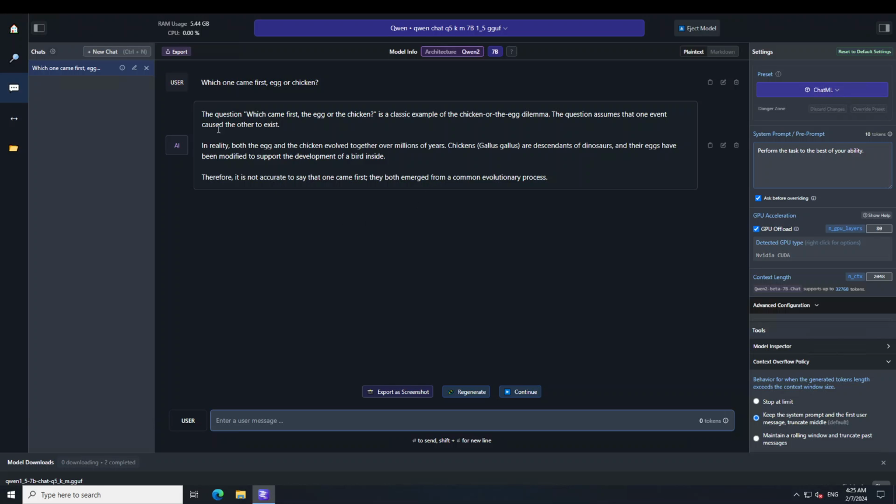Now the response to my prompt, which one came first, egg or chicken. It says the question is a classic example of the chicken or egg dilemma, that is correct. And the question assumes that one event caused the other to exist. Yes, that's true. In reality, both the egg and chicken evolved together over millions of years. Chickens, Gallus gallus, are descendants of dinosaurs, and their eggs have been modified to support the development of a bird inside. Therefore, it is not accurate to say that one came first. They both emerged from a common evolutionary process.